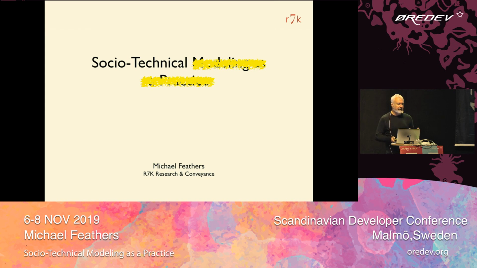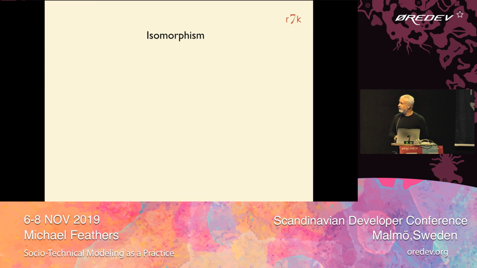So I want to start out in a rather abstract way. Has anybody ever seen the word isomorphism before? Know what that is at all? It kind of depends. If you're working in something mathematically related, you may come across this word. It basically means when two things have roughly the same shape, or almost exactly the same shape.